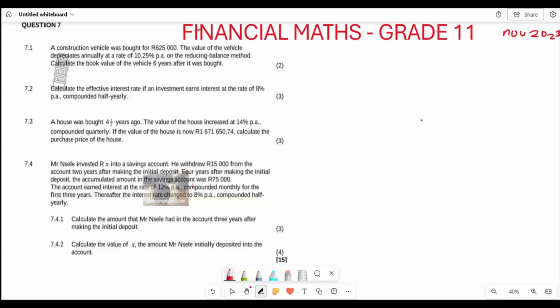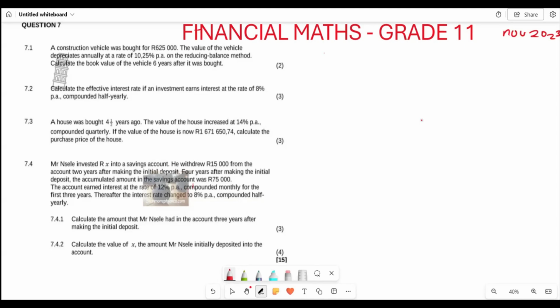Now let's start. They say a construction vehicle was bought at 625,000. Then the value of the vehicle depreciates annually at a rate of 10.25% per annum on the reducing balance method. Now they want us to calculate the book value of the vehicle 6 years after it was bought, right? So they want us to calculate what is going to be the reducing balance of this particular car 6 years after it's been used.